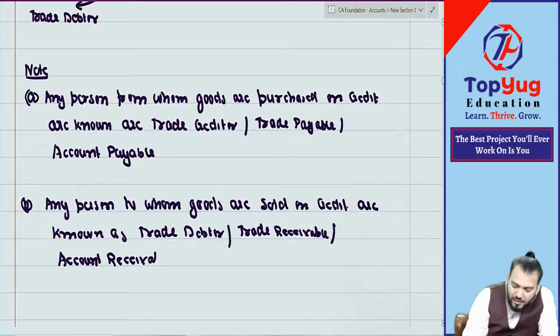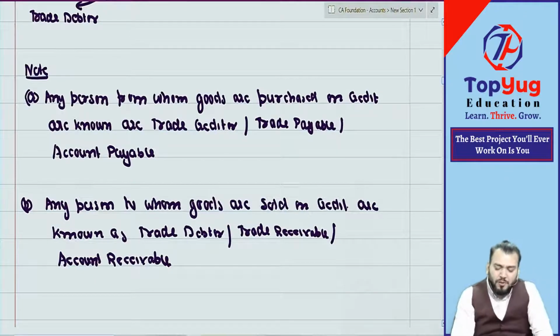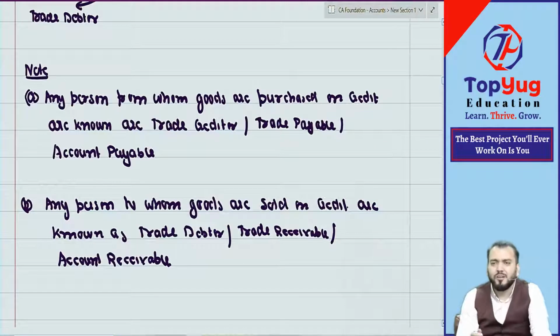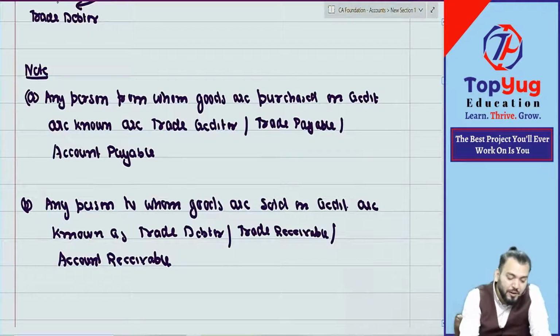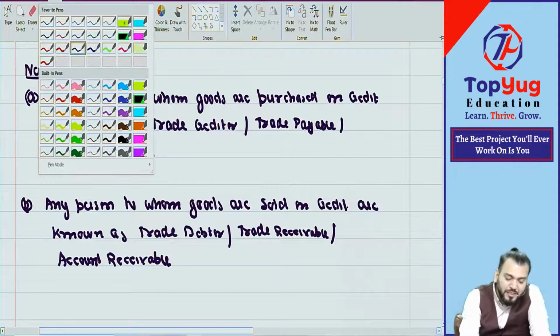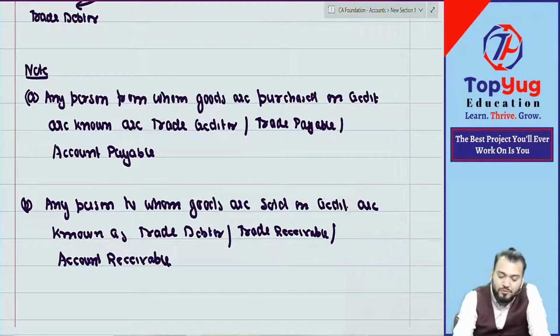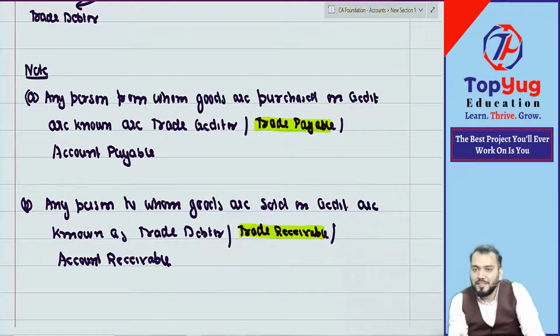Will that work? I have a more appropriate word. Once you come to CA Inter or CA Final, what is the more appropriate word that we write in the balance sheet? Trade payable and trade receivable. That is the more appropriate name. But I'm not saying that you can't use creditor and debtor; you can use those also. But once you come to CA Inter, in the balance sheet format they have used the words trade payable and trade receivable.